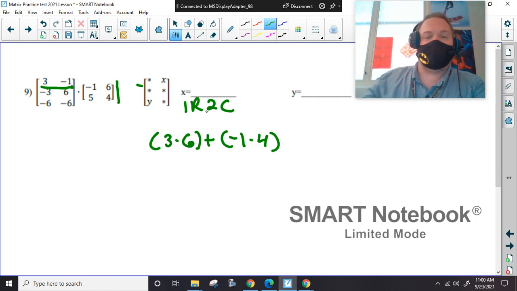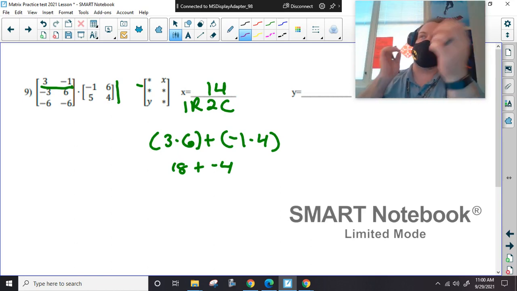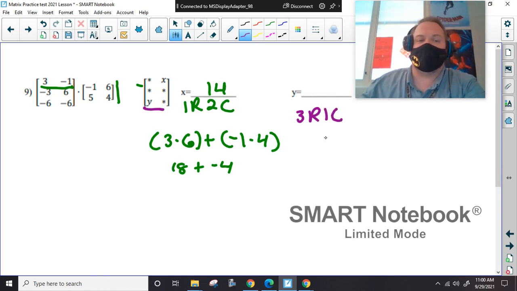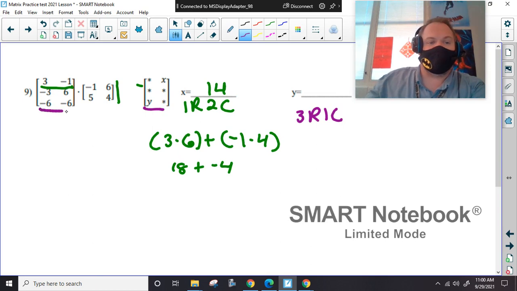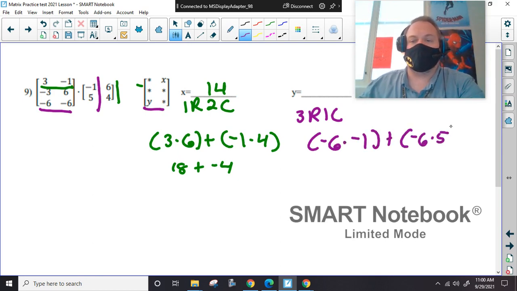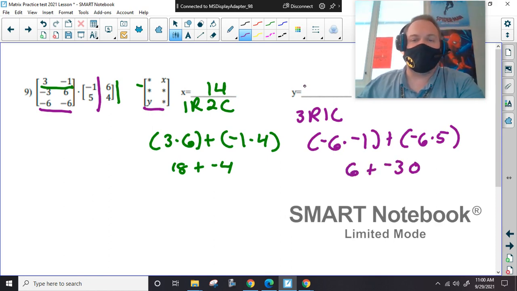Okay, so this would be 14. All right, why? Where is... hang on, she just said hold on and y'all are still going. All right, so where is Y? Third row, first column. So this ends up being 6, this ends up being -30, and this ends up being -24.